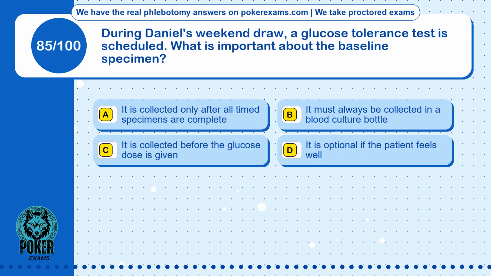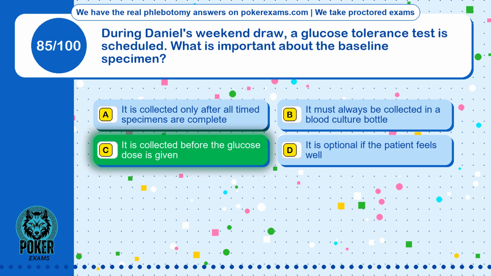Question 85. During Daniel's weekend draw, a glucose tolerance test is scheduled. What is important about the baseline specimen? Option A. It is collected only after all timed specimens are complete. Option B. It must always be collected in a blood culture bottle. Option C. It is collected before the glucose dose is given. Option D. It is optional if the patient feels well.